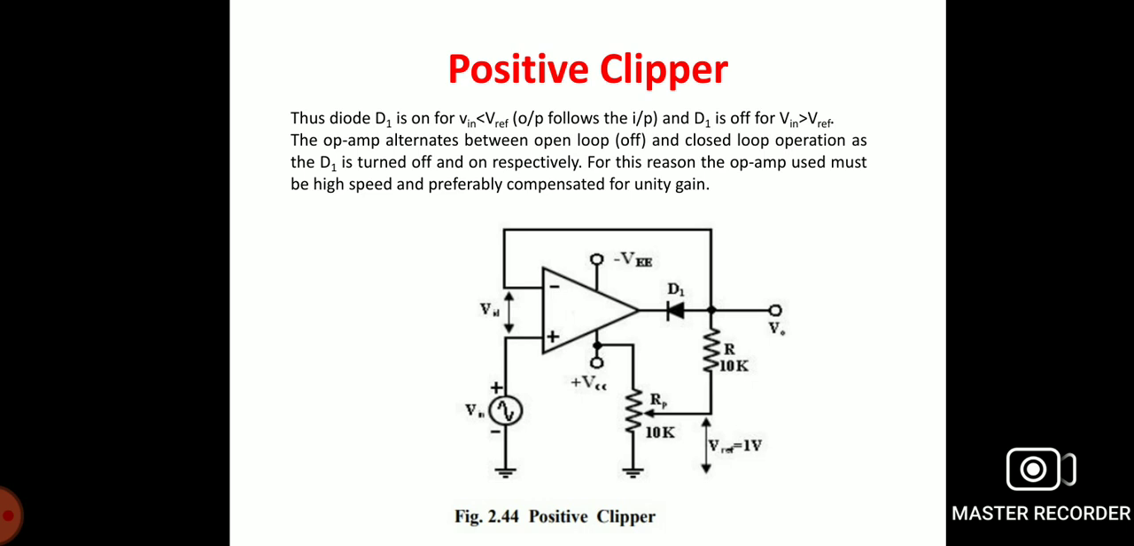A circuit that removes the positive parts of the input signal can be formed by using an operational amplifier with a rectifier diode. The clipping level is determined by the reference voltage, which should be less than the input range of the operational amplifier.